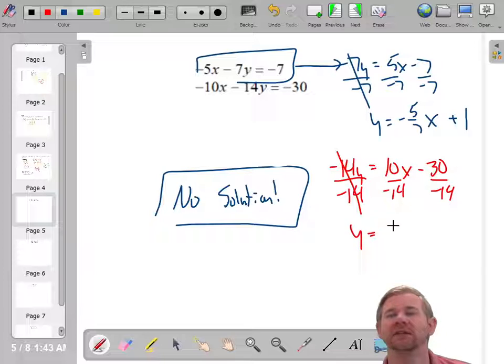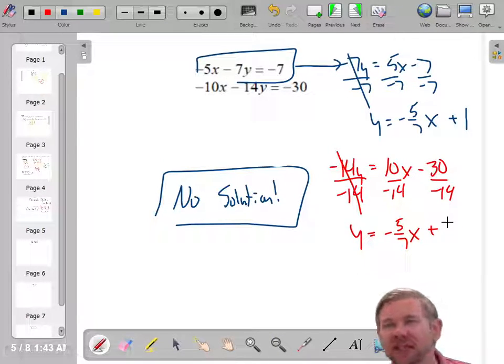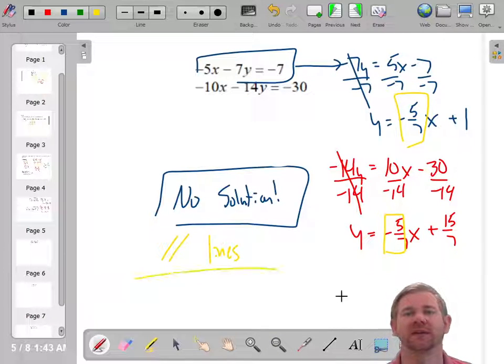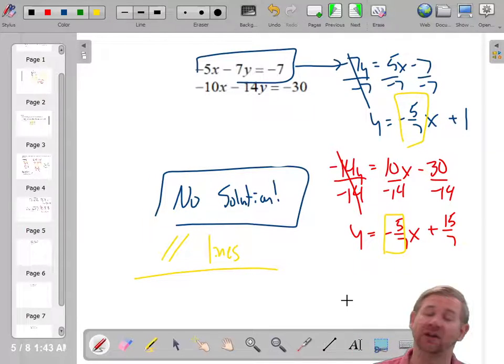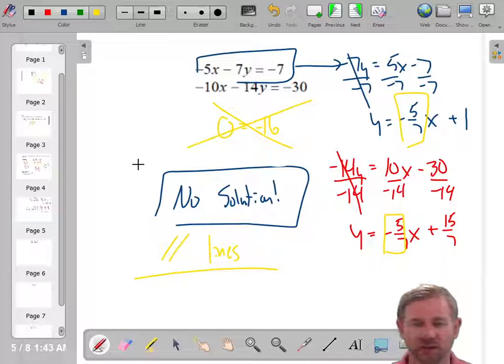And you get y equals 10 over 14. Those are both even. Cut them in half, and you get 5 over 7. And 30 over 14 is going to be 15 over 7. But notice, they have the same slope, and they have different y-intercepts. These are parallel lines. Okay? They have the same slope, negative 5 over 7. We've seen that when we did graphing, but we haven't seen it a lot with the elimination. So what happens is, when you get a false statement, like it was 0 equals negative 16, no it doesn't, no solution. They're parallel.